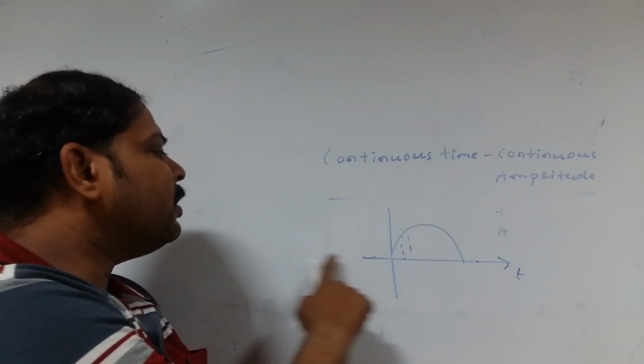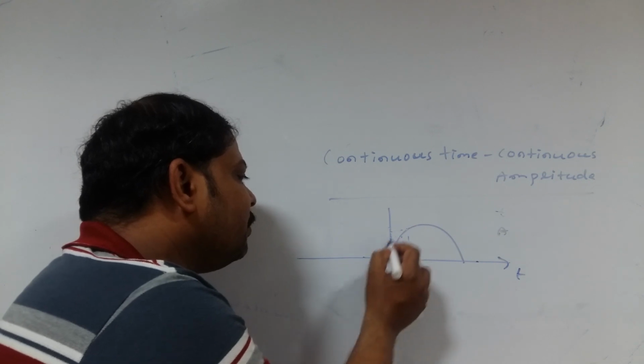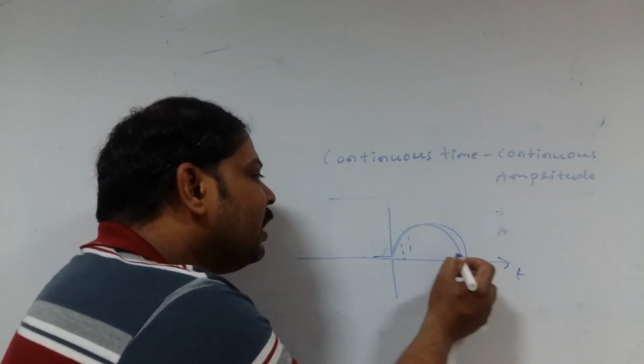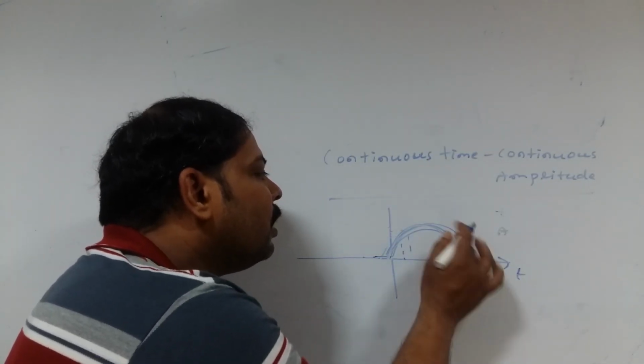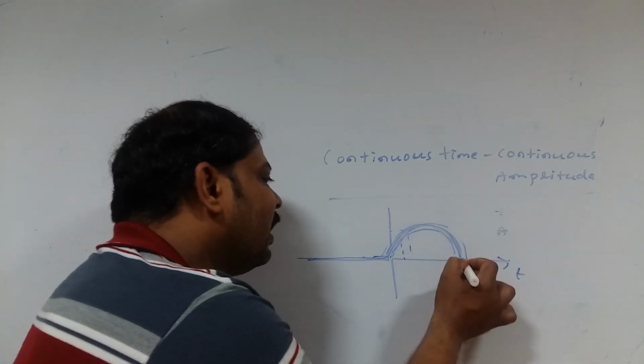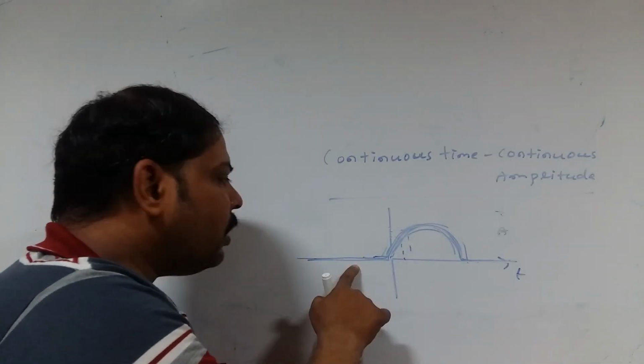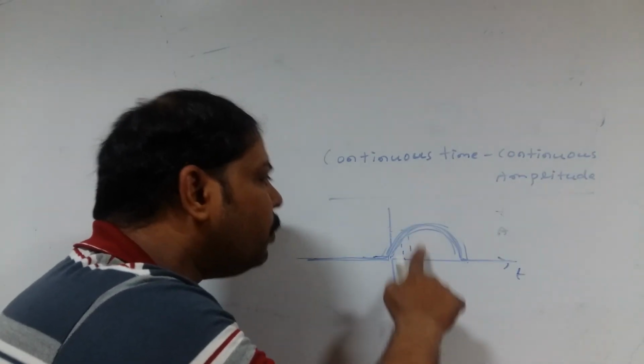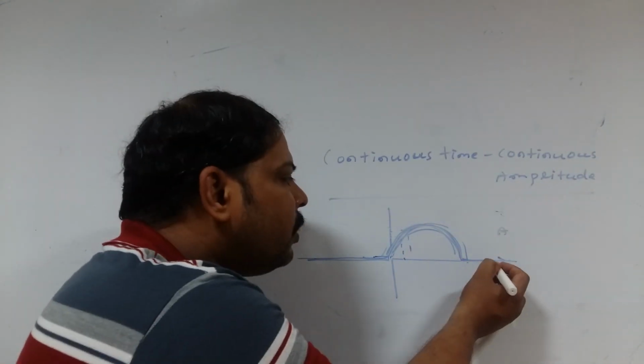Actually the signal is from minus infinity to plus infinity. This is actually the signal. The signal is this, not only that portion. The signal is the entire signal just like this. Here the value 0, here the value 0, here the value 0, here the value 1, 2, 3 or anything else. Here the value 0, 0, 0.